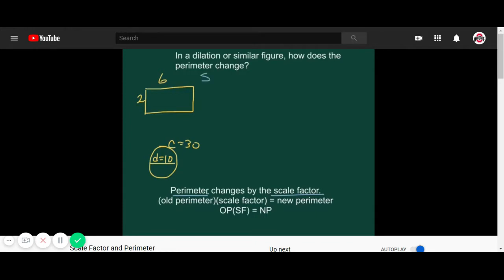Let's say we take this rectangle and we use a scale factor of 1.5. That would create sides that were 1.5 times longer and a length 1.5 times longer. So 2 times 1.5 is 3, 6 times 1.5 is 9. Label all of your sides of your figures. Now our original perimeter was 12 plus 4, 16.